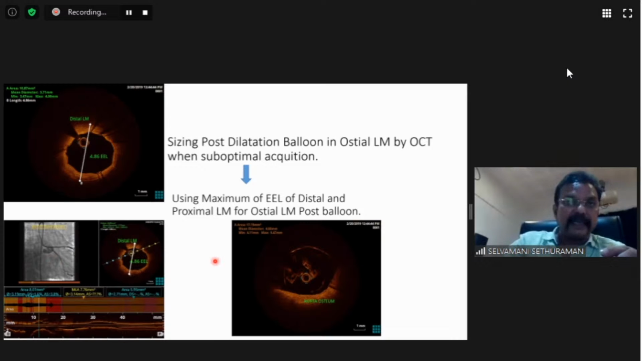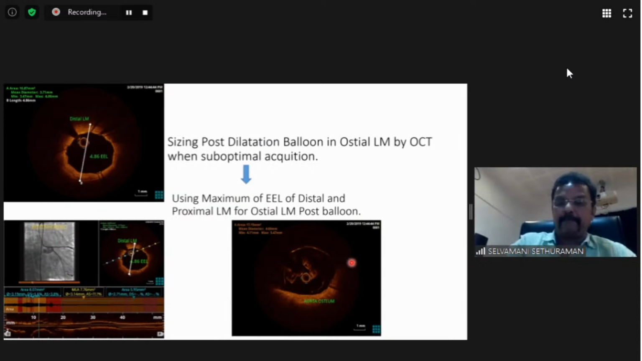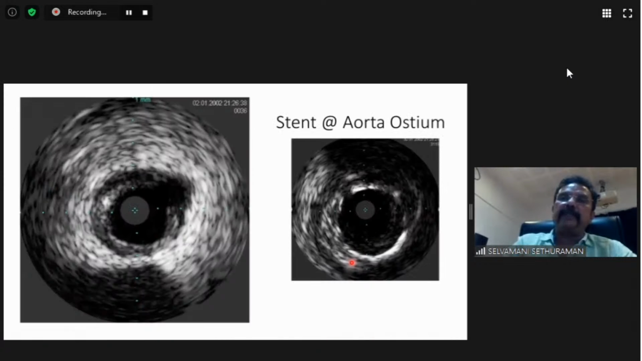So in this case, at that stented area just before the ostium, the EEL is almost 4.86. And near the ostium, it is nearing 5. So I have taken a 5 size NC balloon and dilated, and excellent results have come. And if you have any doubt, you can always reconfirm with an IVUS. See here in this patient, in the IVUS, the ostium is well apposed.